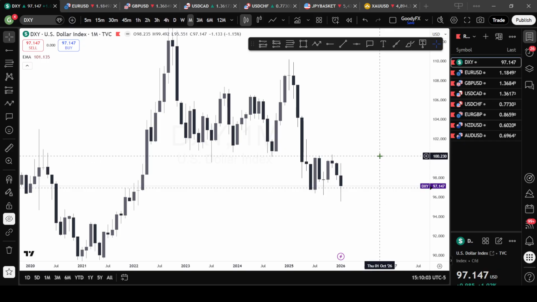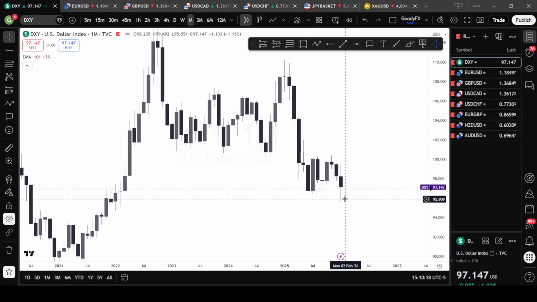If you check out my previous videos, you see I've been calling a sell on DXY since November, December. I've been expecting a sell, and as you can see, we sold off. This is the monthly chart. So January we sold off to take out this.